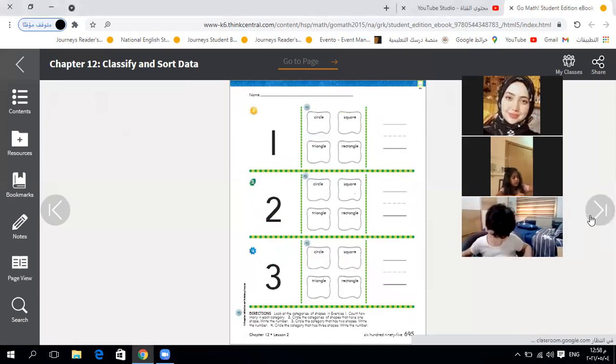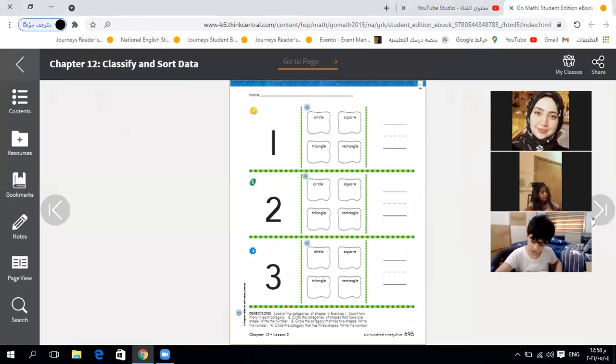Open the next page. But we're going to use this page. We're going to go back to it to know the number of the shapes, okay? So, yeah, Hala, look at the categories in exercise 1, okay? The previous one. Count how many in each category. Can you tell me how many circles do we have? One. Bravo, we have one.